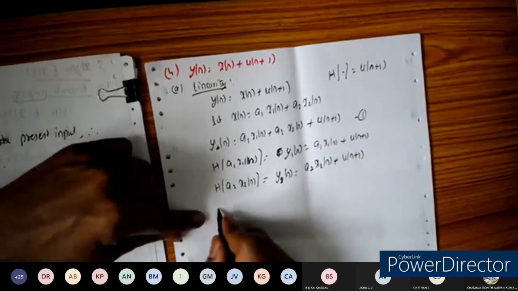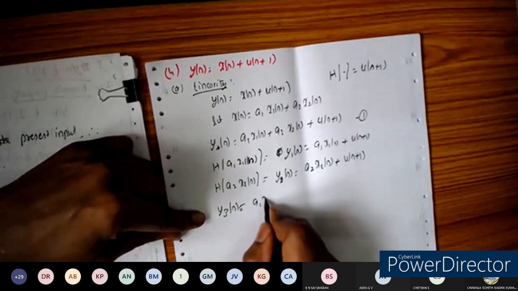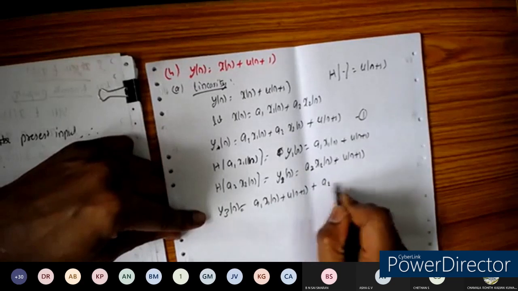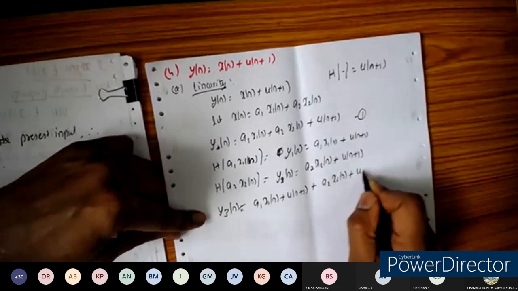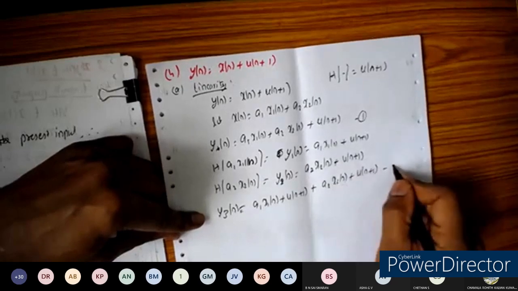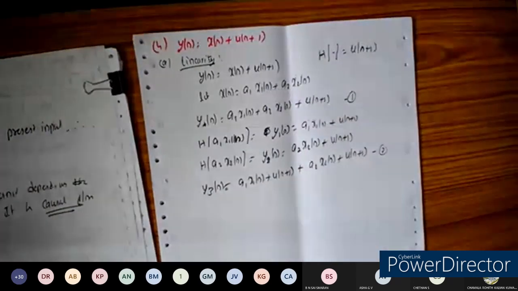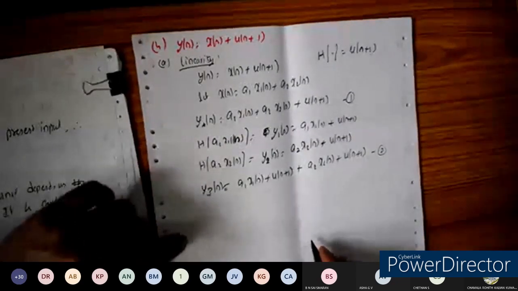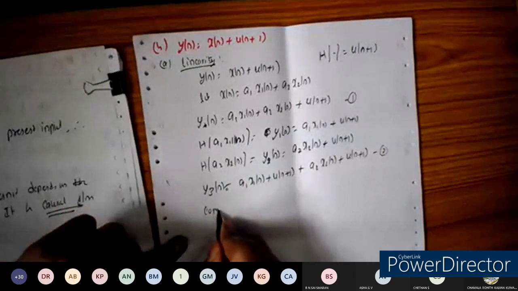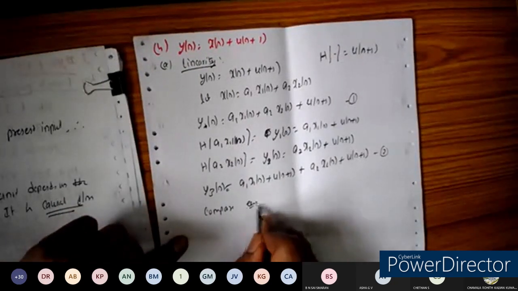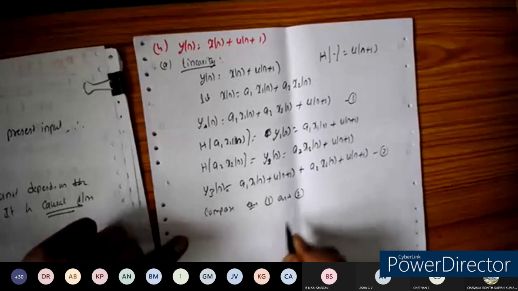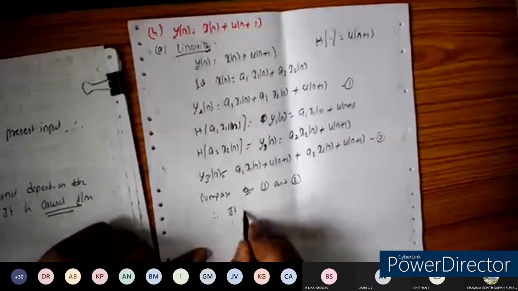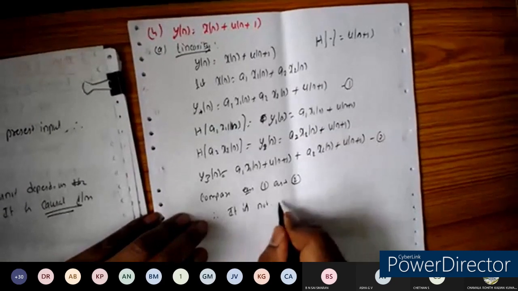Now add these two, so y3 of n will become a1 into x1 of n plus u of n plus 1 plus a2 into x2 of n plus u of n plus 1. Call this equation number 2. Compare equations 1 and 2. They should be exactly the same. If they are not the same, we call it a non-linear system. That's what you need to do for everything. Comparing equations 1 and 2, it is therefore not a linear system.